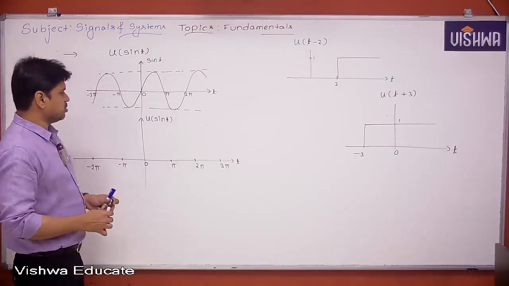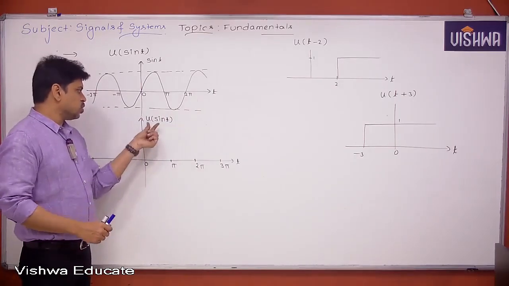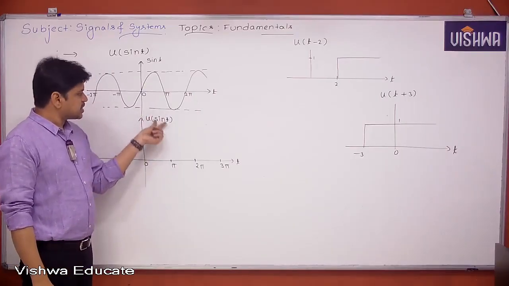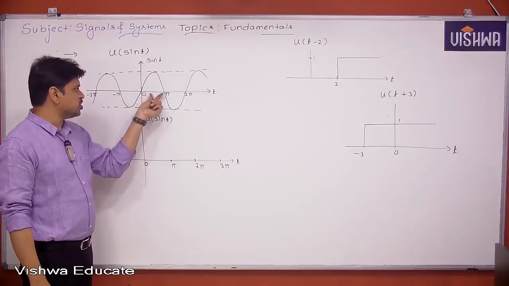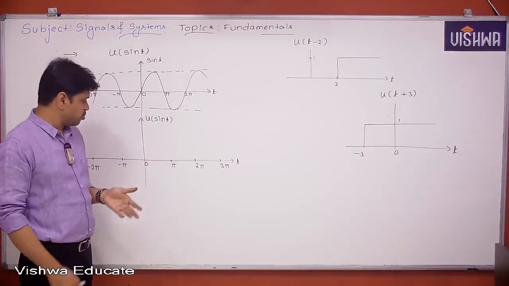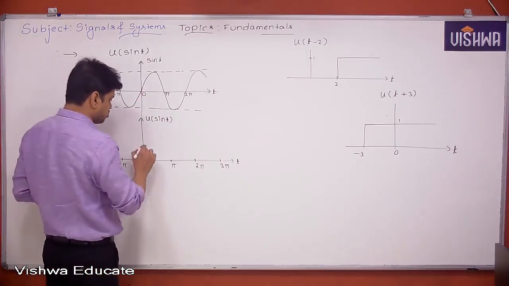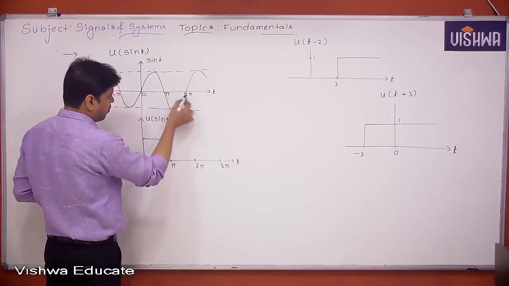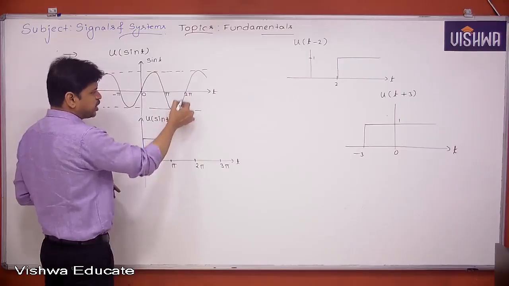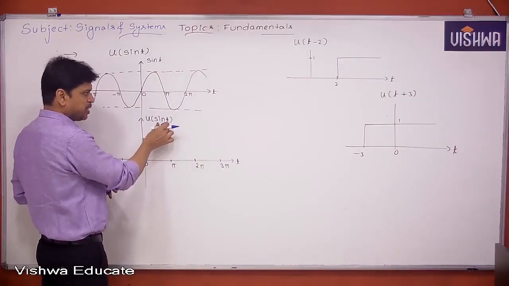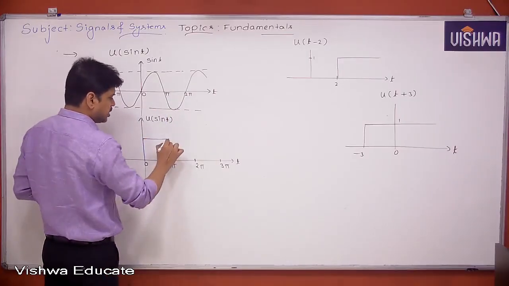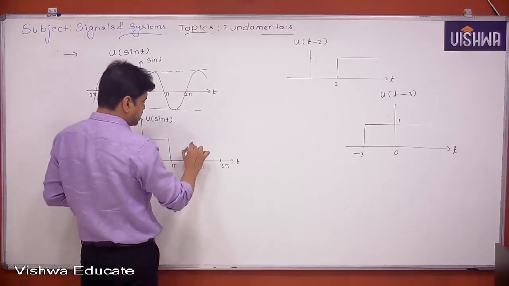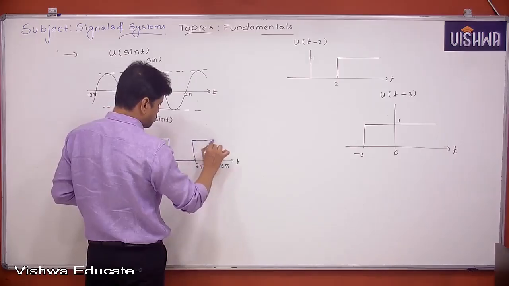If you observe carefully, in the u of sin t curve, sin t is nothing but the argument. Sin t itself is positive between 0 to pi. Whenever the argument is positive, the function value is 1. Next, pi to 2 pi, the argument is negative, so its value is going to be 0. 2 pi to 3 pi, again it is positive, again its value is 1.